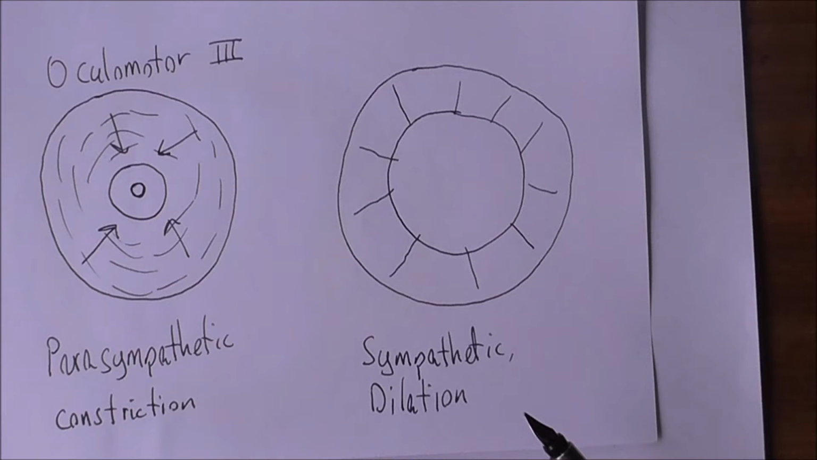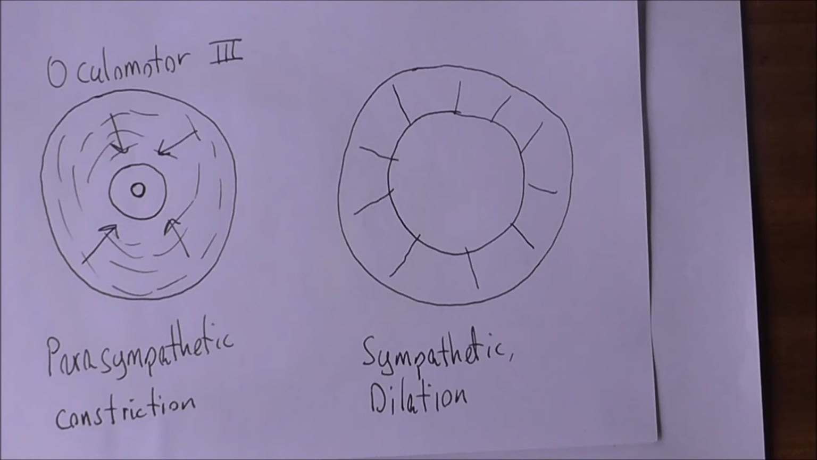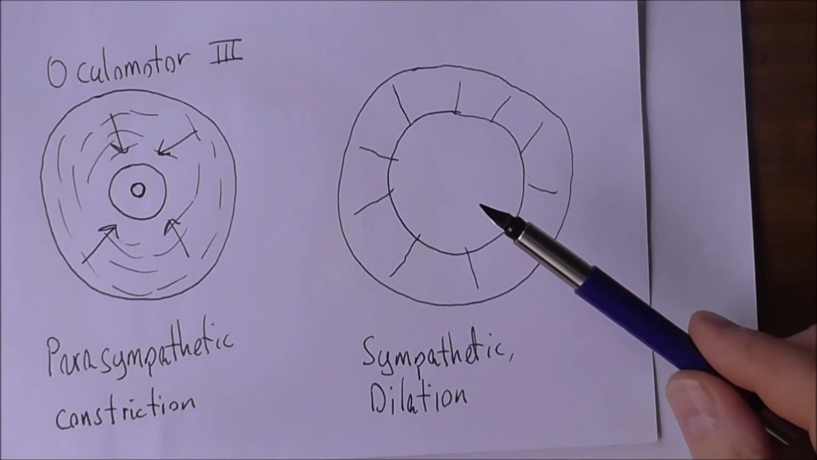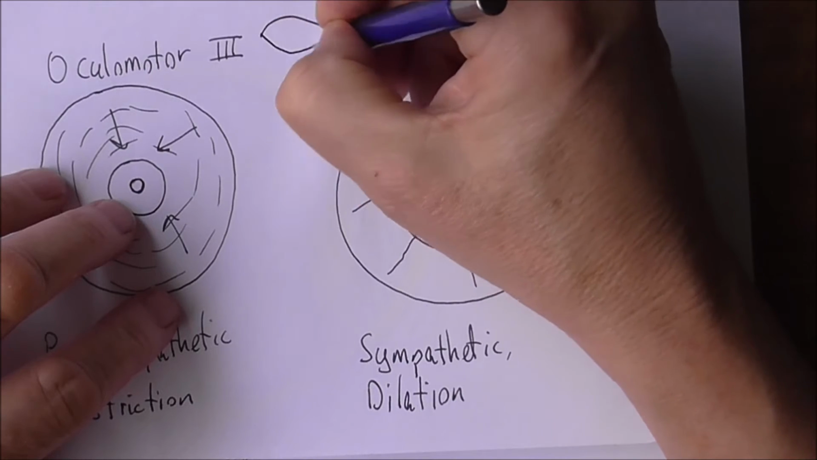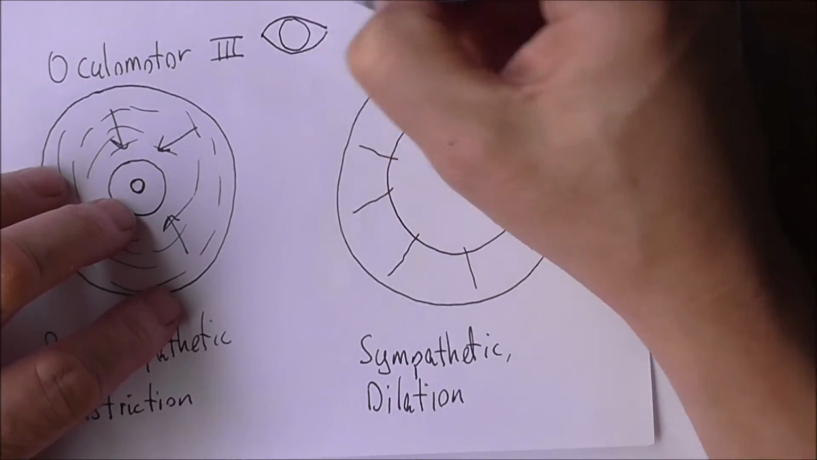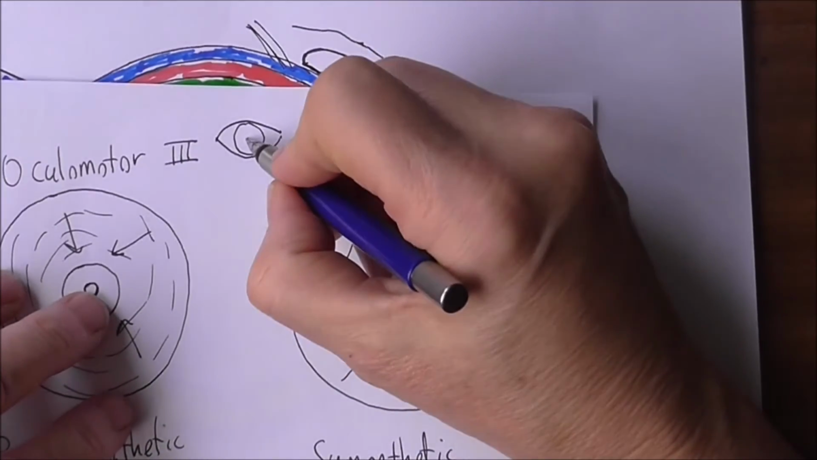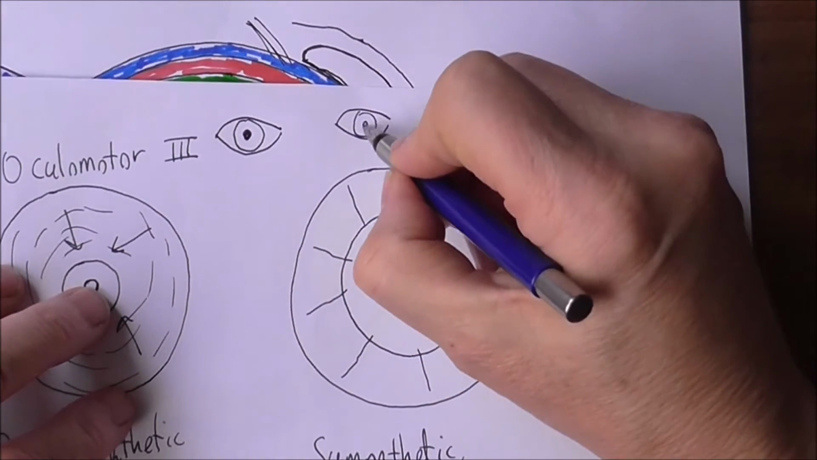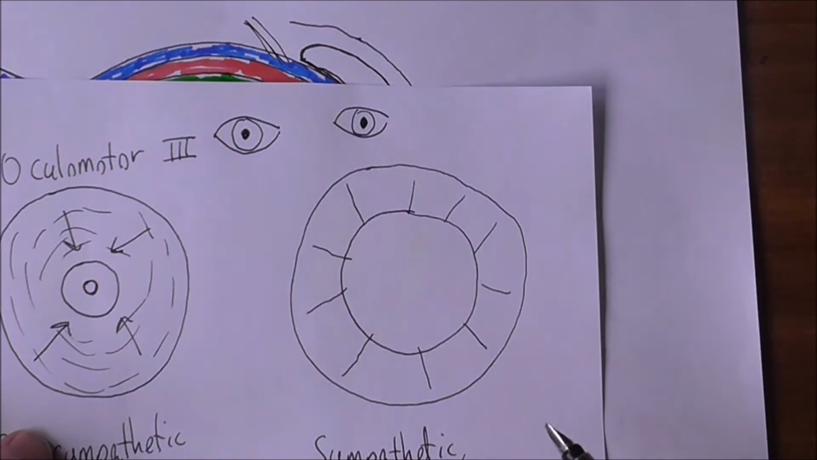Now, one of the key things about our observations of pupils is to note whether they are equal or not. So normally if we shine a light in one eye, if we think about both eyes here, we have an eye there and an eye there. If we shine a light in one eye, then we would expect both pupils to constrict. And if one pupil dilates, we would expect them both to dilate. It would always happen together.